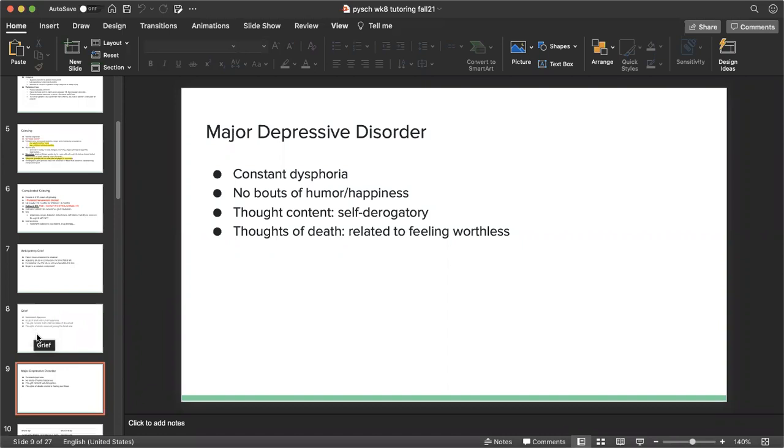With grief, they'll have intermittent dysphoria, and with major depressive disorder, it's constant. With grief, they'll have bouts of grief, and then humor and happiness. So they'll be sad sometimes and then happy at other times. But with major depressive disorder, they're not happy at all. They're always feeling constant sadness. So it's good to know the difference between the two so you don't get them confused.